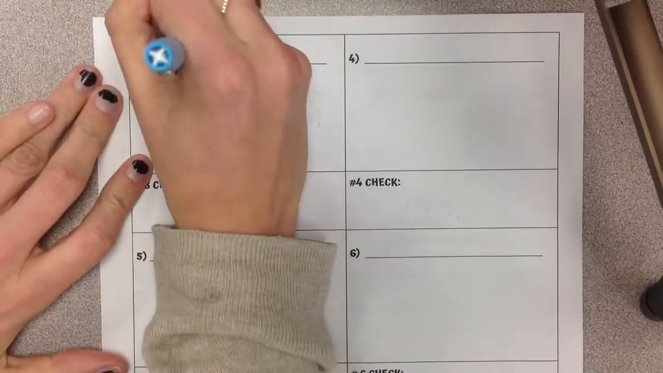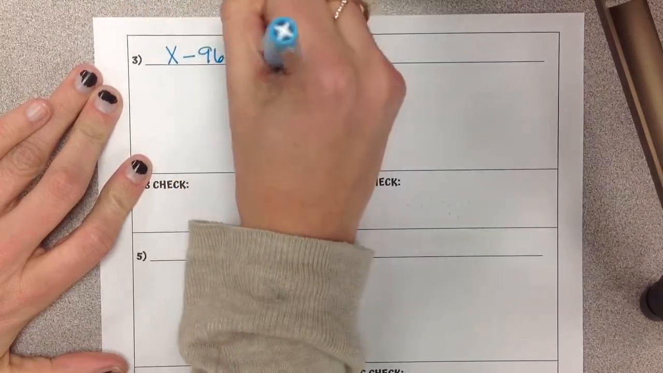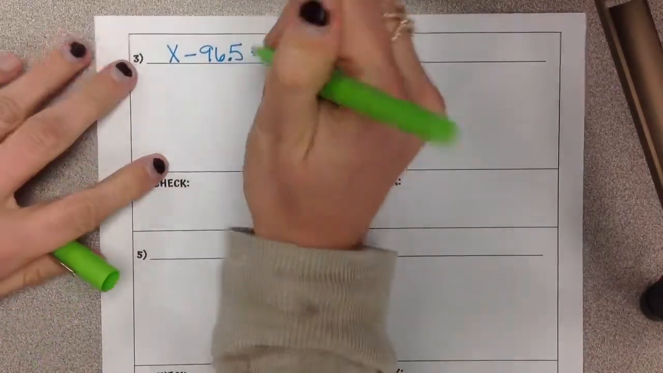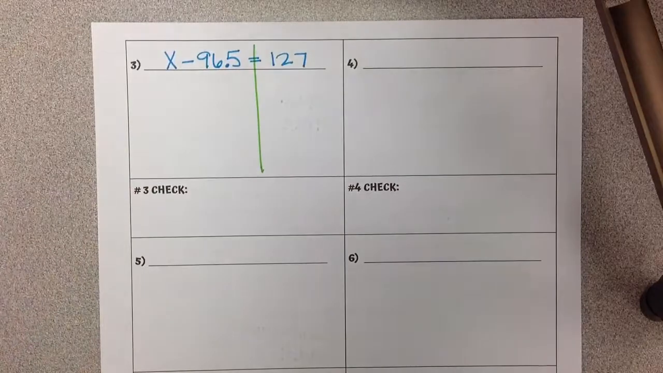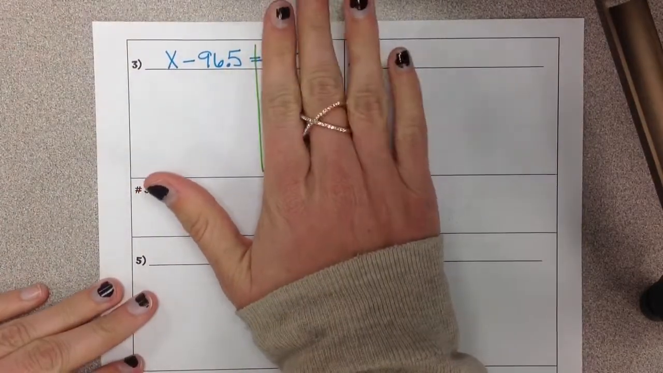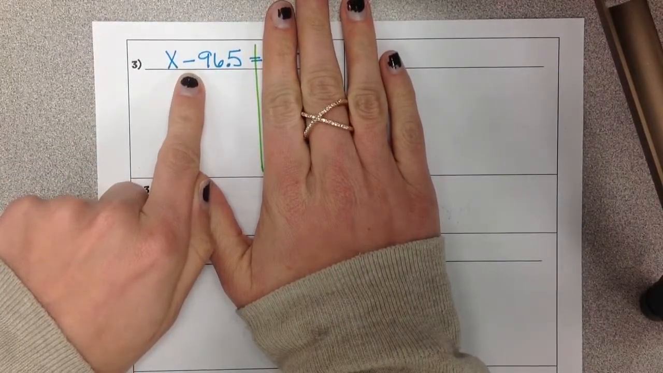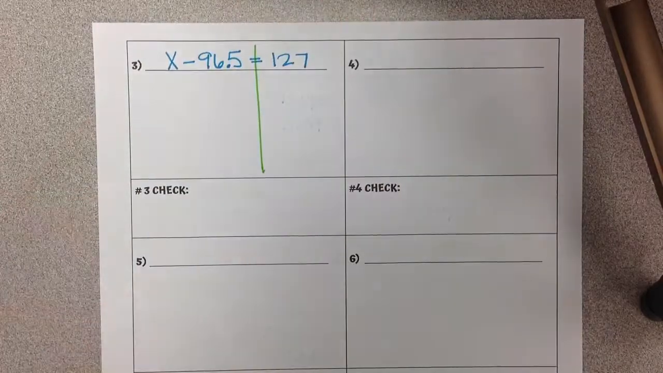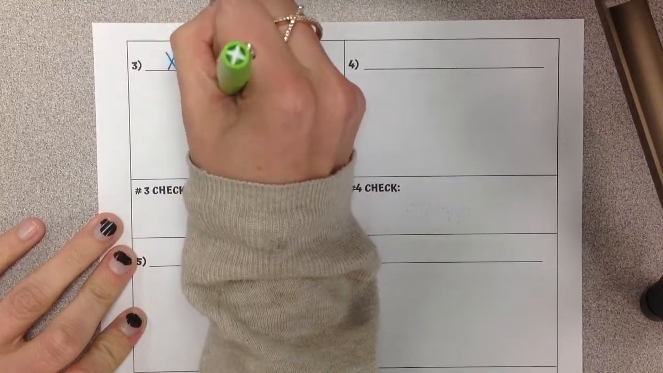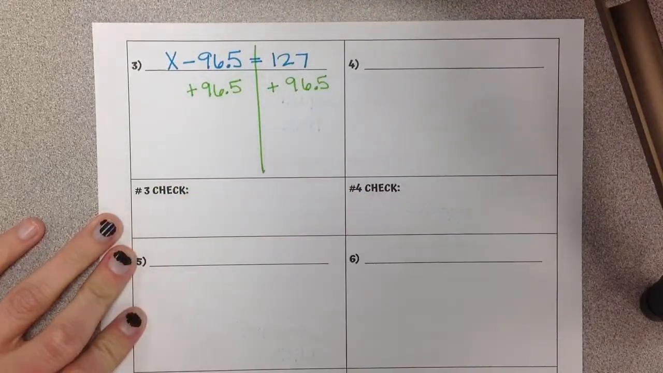X minus 96.5 equals 127. So again, first step, draw that line down the middle. Now we're looking at the side that has the variable. In this case, the variable's on the left side. We see that the operation is subtraction, so the opposite of subtracting is to add. So if we have minus 96.5, we're going to add 96.5 to both sides. Again, you have to do the same thing to both sides.